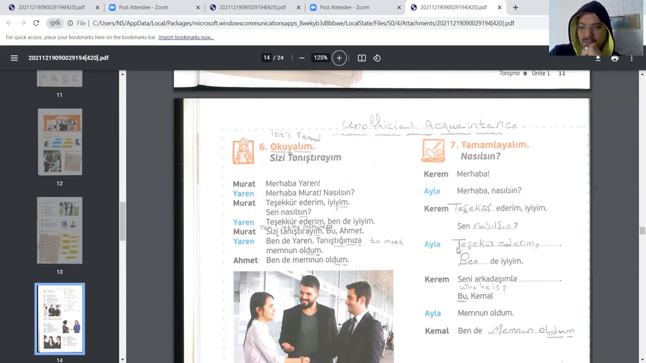Here, teşekkür ederim. İyiyim. Sen nasılsın? But here the situation is different, because the author wrote nasılsın instead of nasılsınız. That means it's not formal, not academic speech. Because I can use nasılsın when I talk with my close friend. Nasılsın? Teşekkür ederim. Ben de iyiyim.